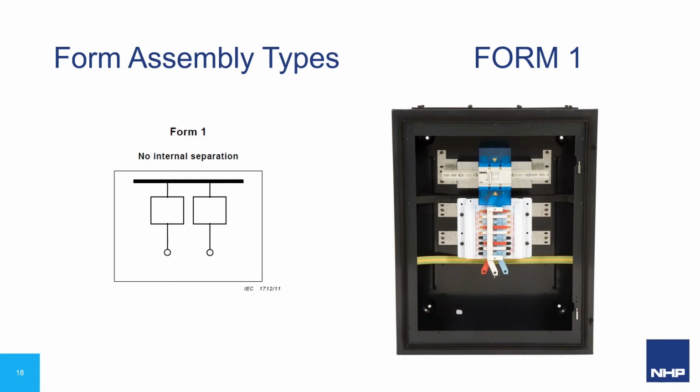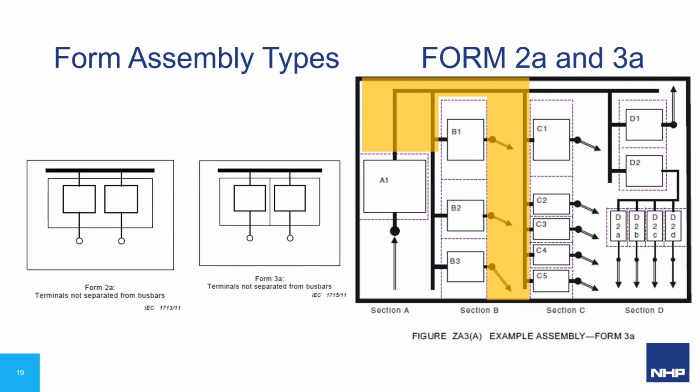This construction would pose a significant arc fault risk for assemblies rated 800 amps or above, and we would need to consider other methods to mitigate the arc fault. Form 2A and Form 3A are rarely used in practice. By definition, they do not require separation of the terminals for external conductors from the distribution bus bar, so it would give little advantage from an arc fault mitigation standpoint.